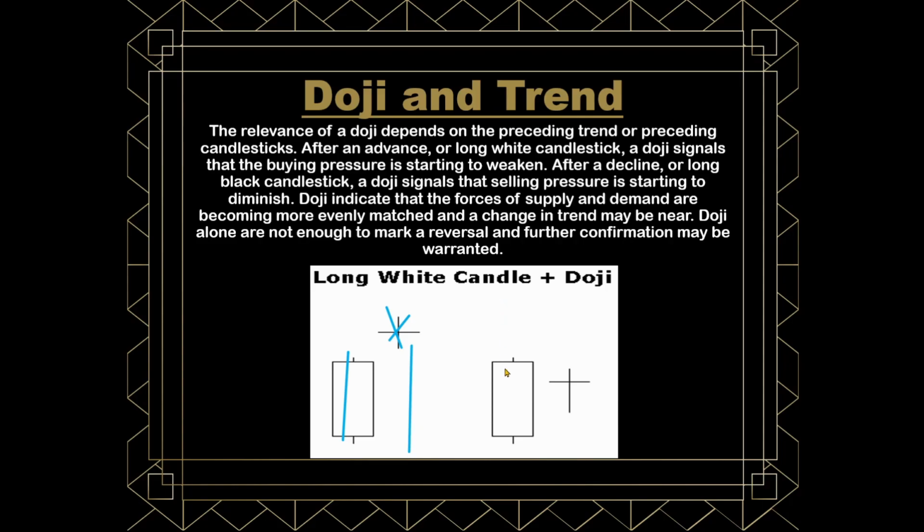Now if we have a long selling candlestick and the next candle is a doji, to confirm the reversal, we would want to see a bullish candlestick form and develop.